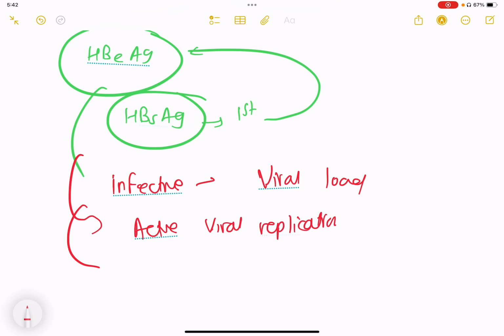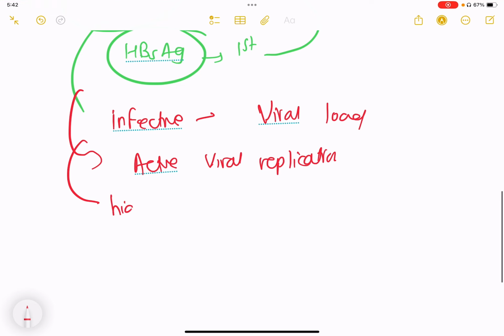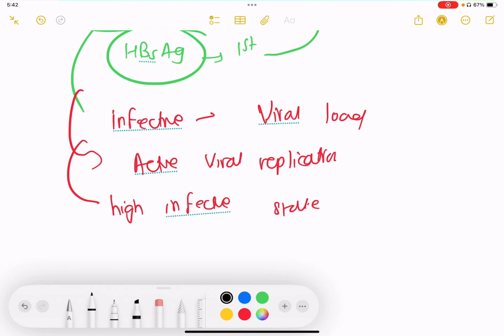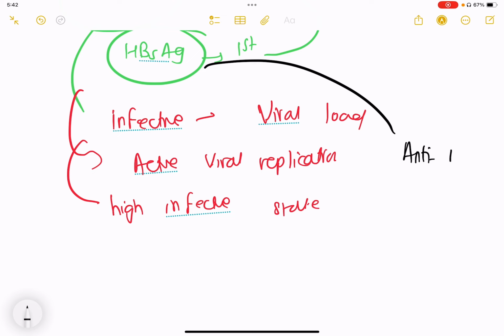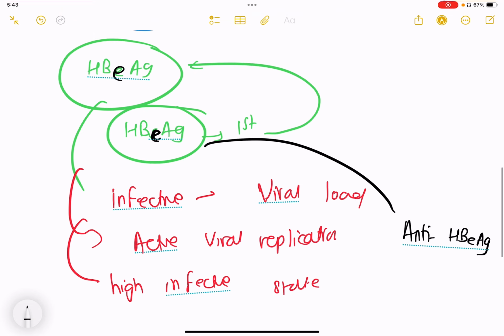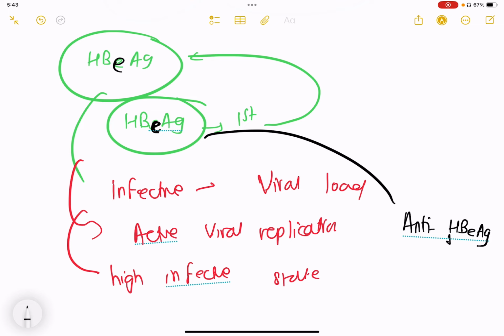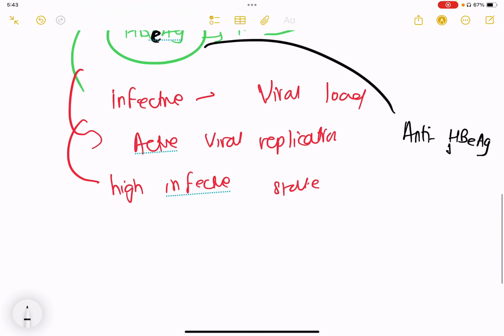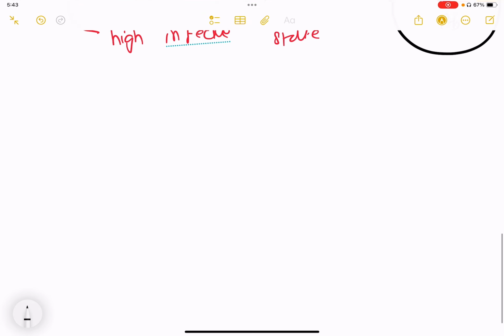The presence of hepatitis B E antigen suggests that the patient is in a highly infective state. In the same reciprocal way, if the patient has antibodies against this hepatitis B E antigen, then we can say that the patient's infectivity is very low, because the anti-HBe antibody will clear the HBe antigen and reduce its infectivity.